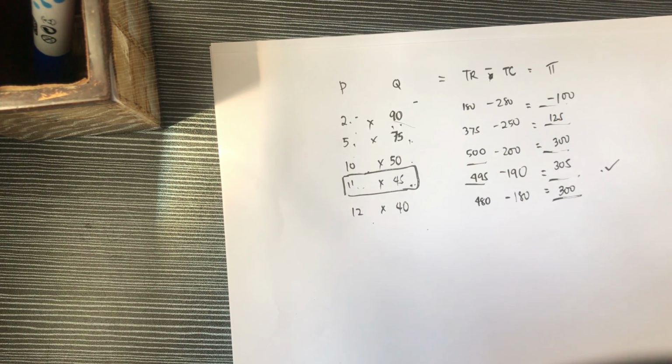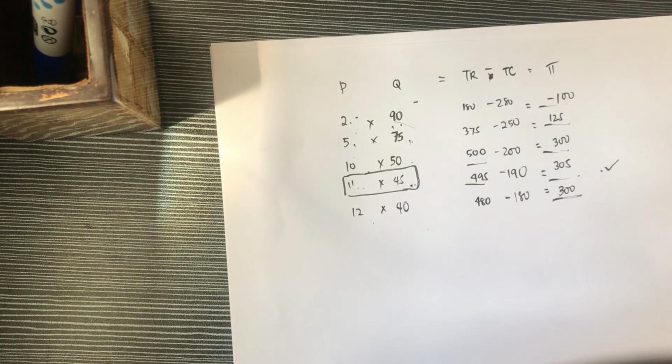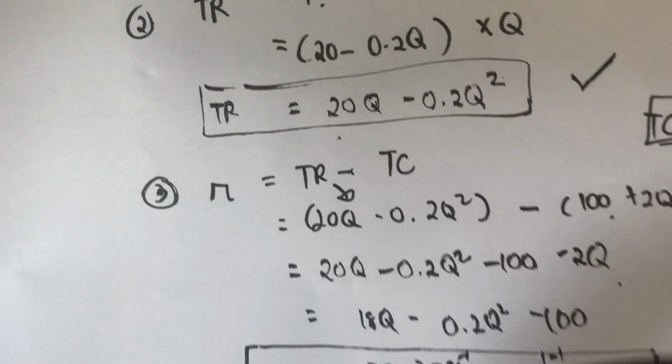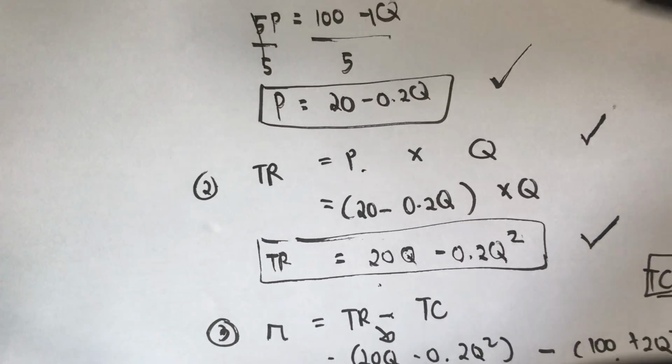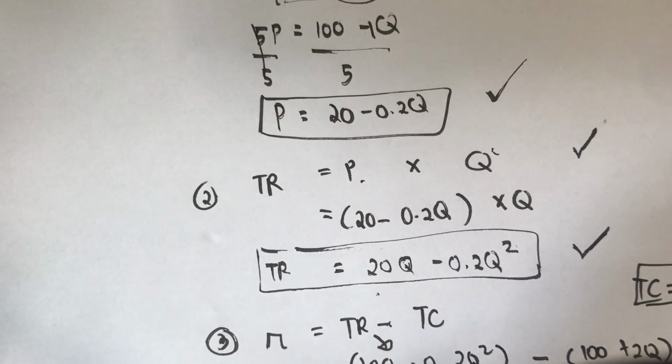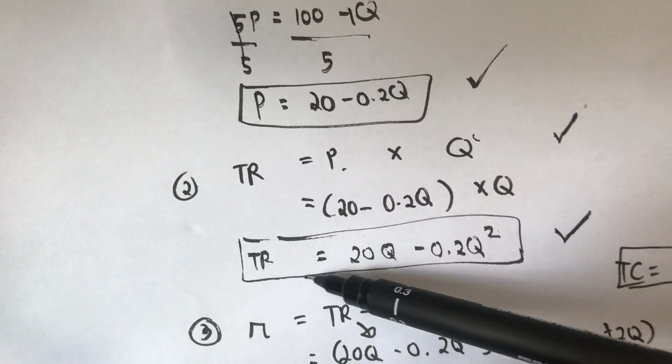And that's what I mentioned earlier. If you want to know the TR, the total revenue, you have two ways. So what are the two ways? The first is P times Q. The second is to get the quantity and then use the TR function.